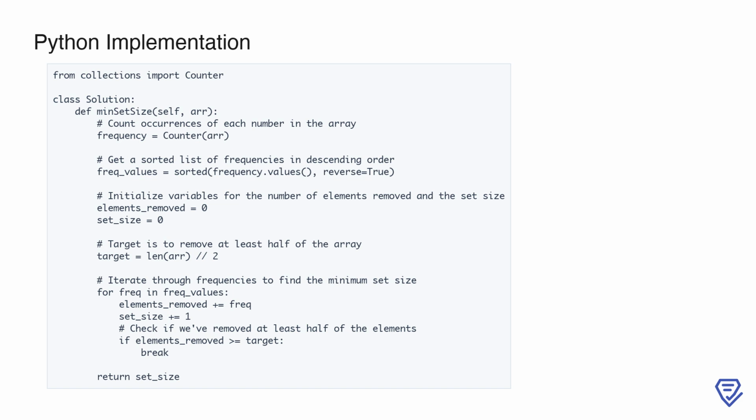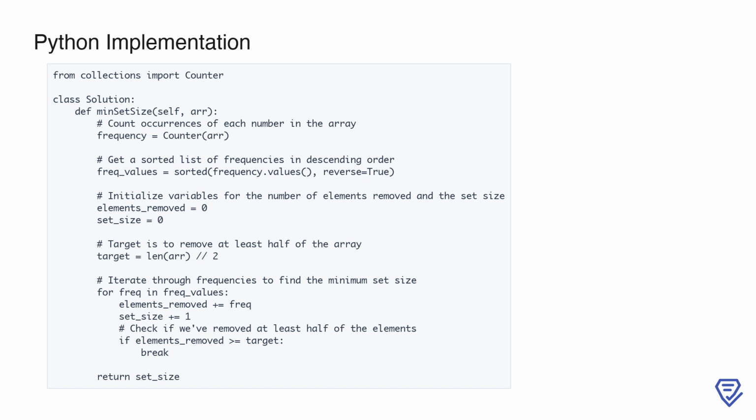4. Initialization. We initialize two variables, elements_removed and set_size, to 0. elements_removed will keep track of how many elements have been removed from the array so far, and set_size will count the number of unique integers removed. 5. Target calculation. The goal is to remove at least half the elements from the array. We calculate this target as len(arr) // 2, integer division.